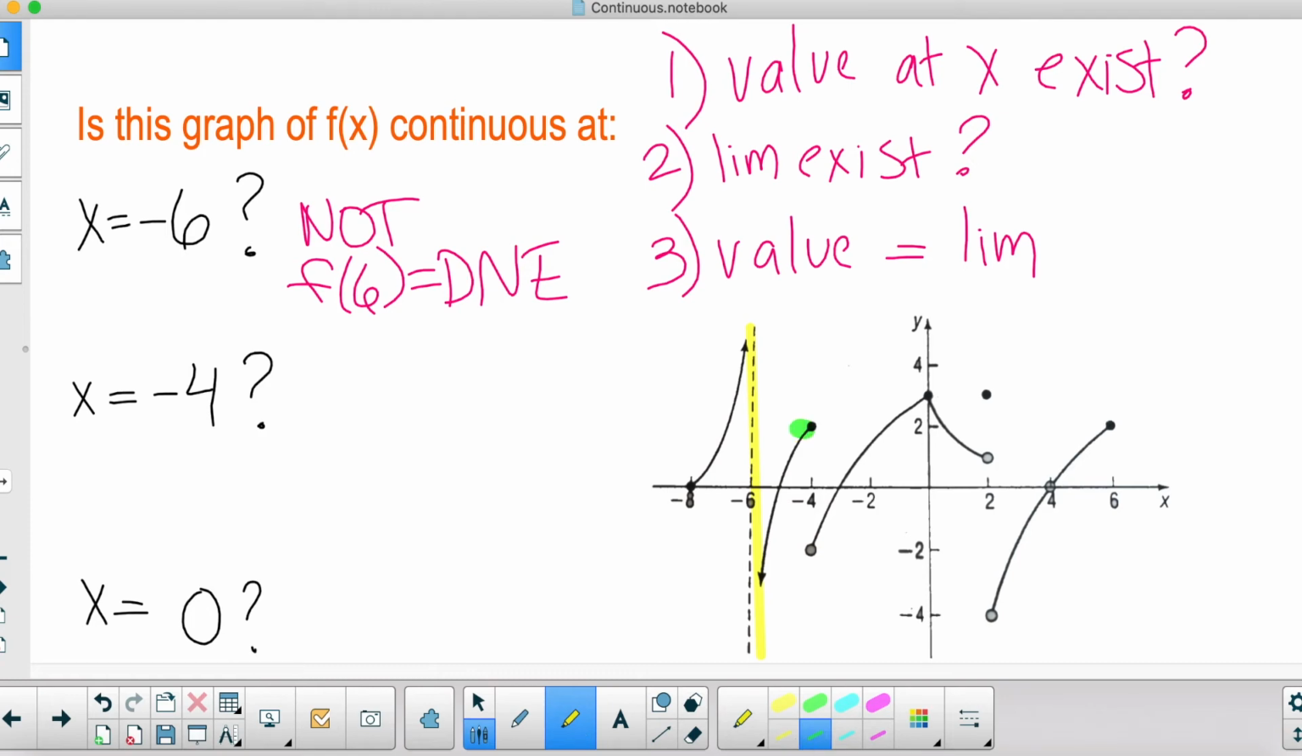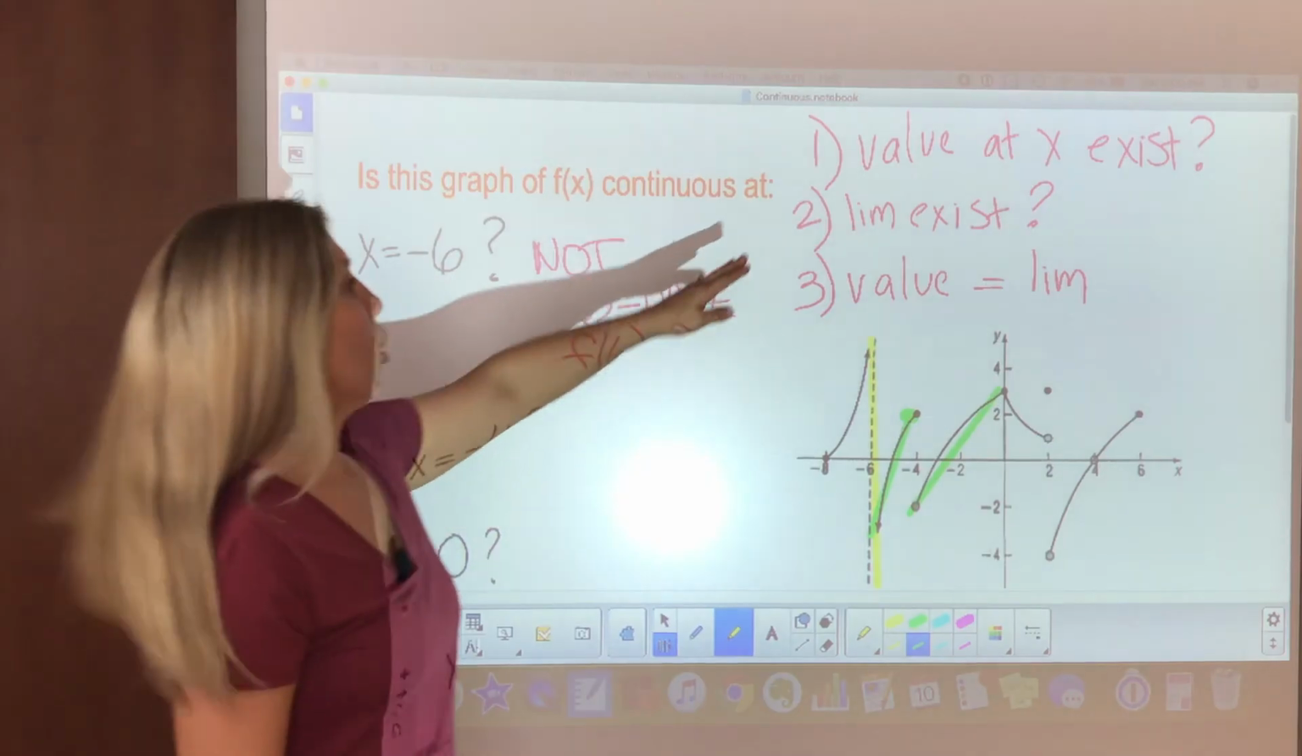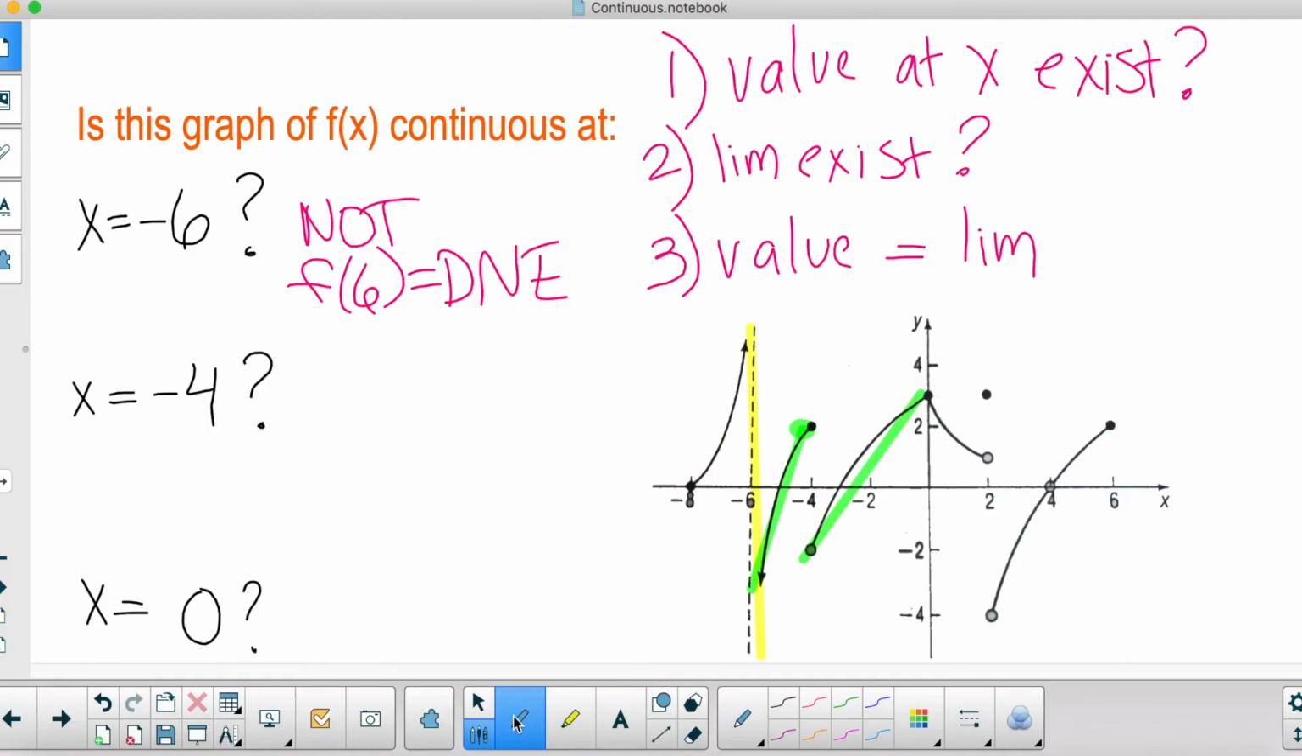So our value exists. Now we got to check the limit. The limit coming in from the left of negative 4 is up here at 2. Coming in from the right at negative 4 is negative 2. So our limit doesn't exist. So number 2 there is knocked out. Therefore, this graph is not continuous because the limit does not exist.